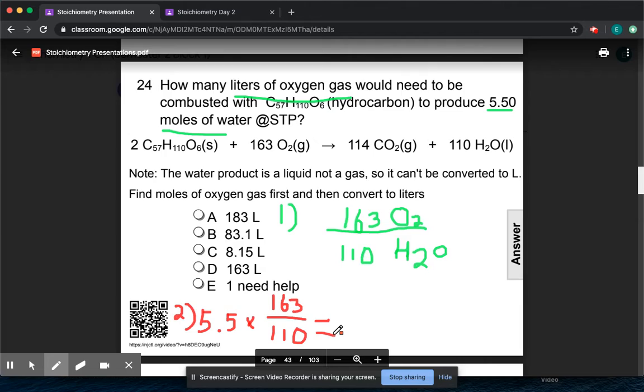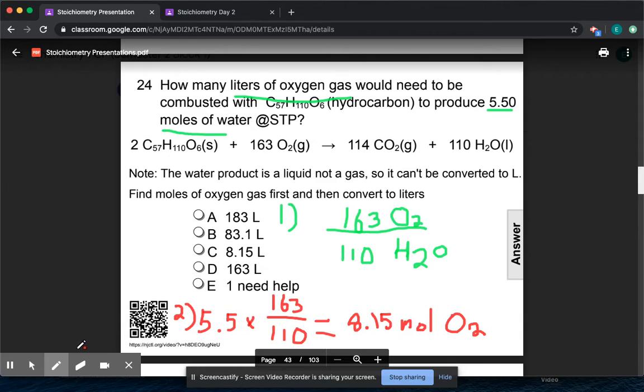Let me get my trusty calculator. Okay. 163 divided by 110, and we get 8.15. Okay, so this is moles of O2. So we almost answered the question. It says how many liters of oxygen gas would be needed to produce 5.5 moles of water. We found how many moles of oxygen we need.